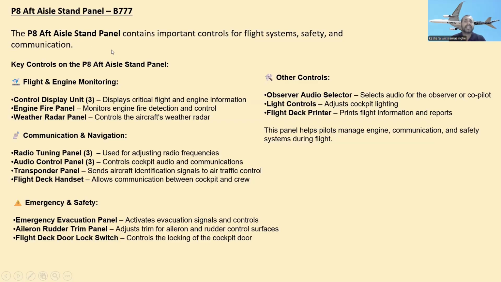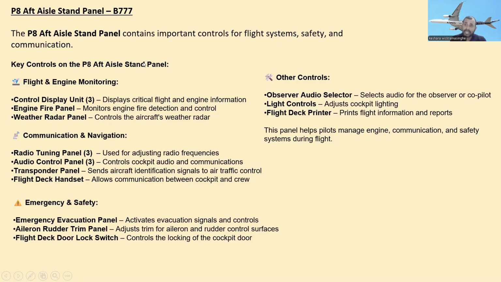The P8 aft aisle stand panel contains important controls for flight systems, safety, and communication. The key controls are flight and engine monitoring. Under this they have three control display units, the engine fire panel, and the weather radar panel. The control display unit displays critical flight and engine information. The engine fire panel monitors engine fire detection and control. The weather radar panel controls the aircraft weather radar.